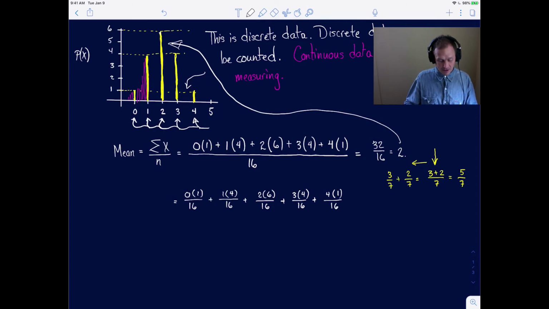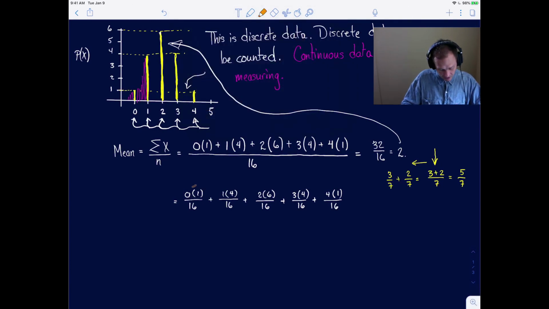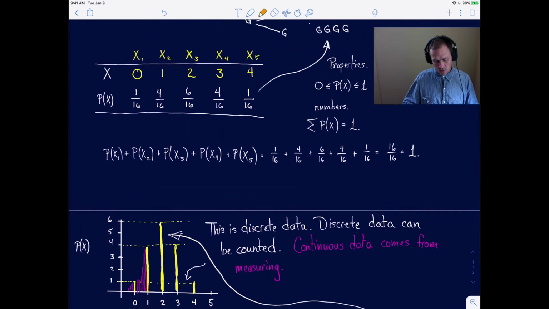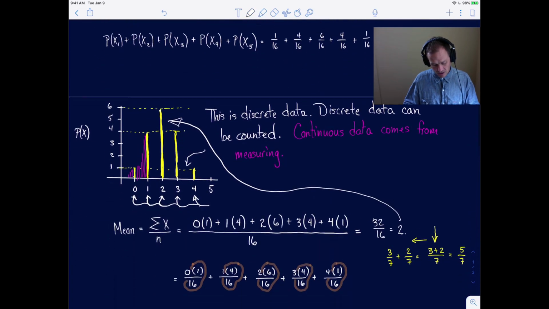Okay, now let's do something again. And here's what I want to notice. This is done by direction. Like I'm leading us to see what's going on. Because look at this. If I look at this 1/16 in here, and this 4/16 in here, and the 6/16 right there, and the 4/16 in this next one, and the 1/16 in this next one. Well, wait a minute. Where are those? Those are right here. Those are the probabilities of the individual events. So let's come back down and utilize this.